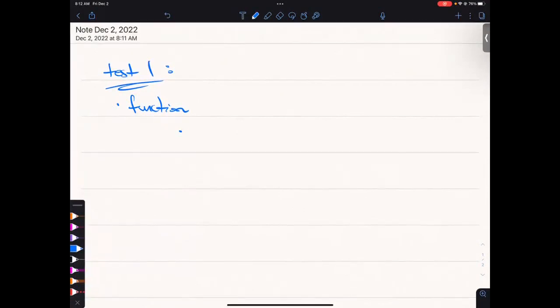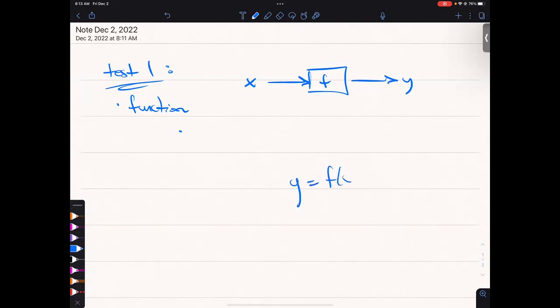A function takes x's, turns them into y's, shows how two things relate to each other, right? When we talk about an ordered pair that shows up on the graph of a function, that's an x and a y value that are tied together. And as one changes, usually we think about varying the x value, the independent variable, and looking at what happens in changes in the y value. That's why we write a function as y equals f of x. You change the x value and that produces changes in the y value. So it's two things that are sort of changing together.